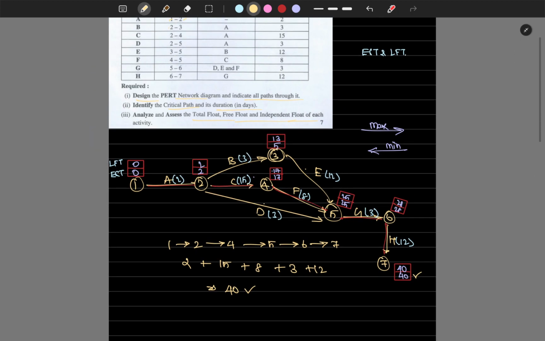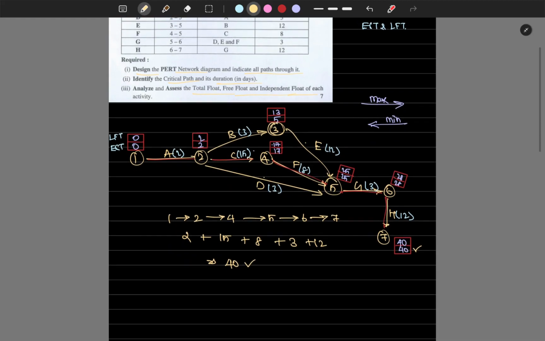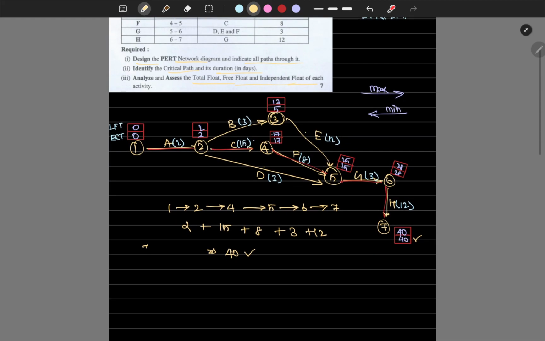Then we have figured out the PERT diagram, and also we have done the critical path and the total duration in days. So it's taking 40 days. Now what we have to do is find out the total float, free float, and independent float. To find these, we need to know the total float formula, the free float formula, and the independent float formula.